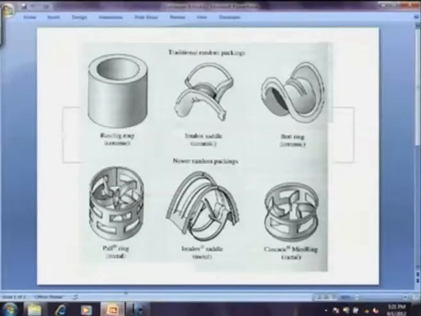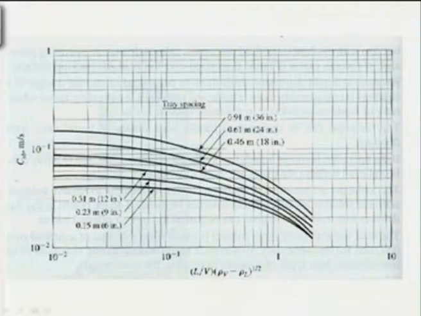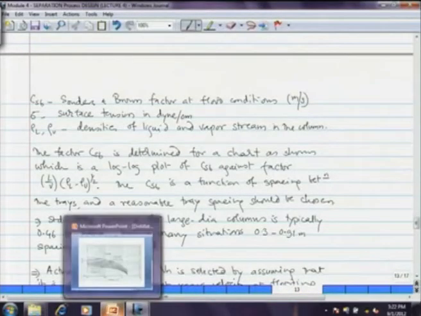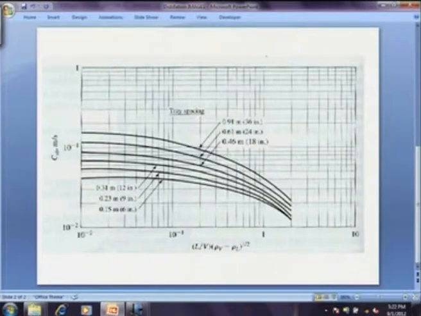Now, that chart appears on your screen. The function CSB, the Souders and Brown factor in meter per second, is plotted against L by V into (rho V minus rho L) raised to half. L is the mass flow rate of liquid divided by the mass flow rate of vapor, rho V is the density of vapor, rho L is the density of liquid, and the difference is raised to half. And what you have is another factor here, that is the tray spacing. What should be the distance between the two trays?